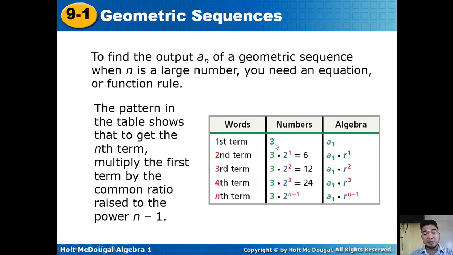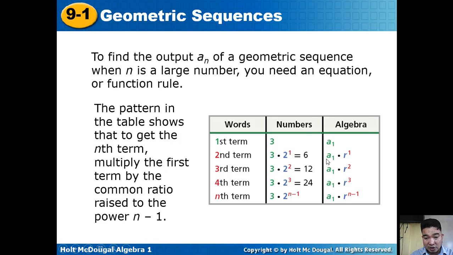So the first term is 3, so that is a sub 1. Our second term is a sub 1 times r raised to 1. So here we have r raised to 0, right? r raised to 0, because 1 minus 1 is 0, and r raised to 0 is equal to 1. So a sub 1 times 1 is equal to a sub 1. And then the second term is a sub 1 times r raised to 1. So for example, 3 times 2 raised to 2 minus 1, which is 1.